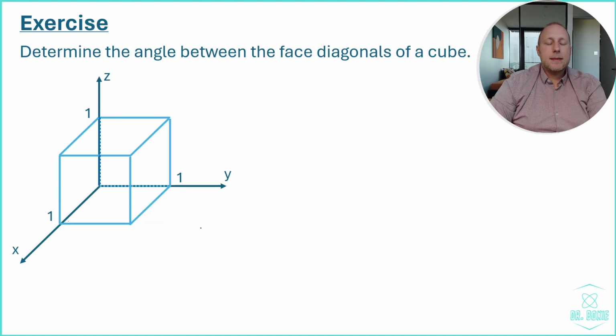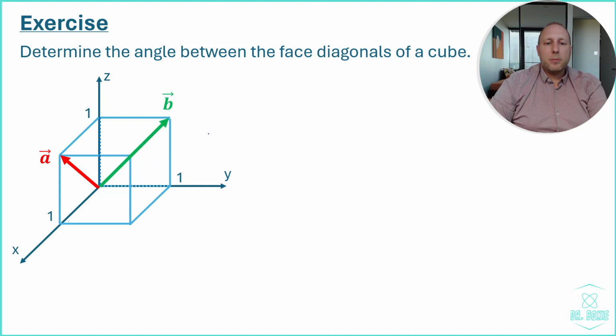As an exercise, we take a cube of side 1 and we want to know what the angle is between the face diagonals of the cube. So let's take 2 face diagonals. For instance, I take a diagonal along the left face of the cube. I made it into a vector and I called it A. And as a second diagonal, I take one at the back of the cube and I call that one B.